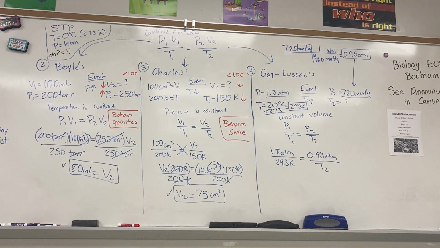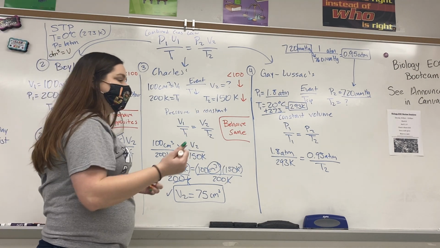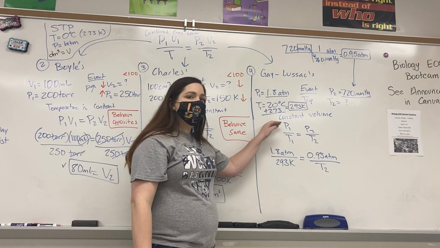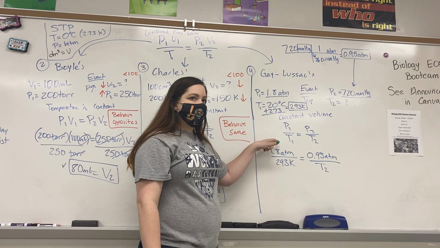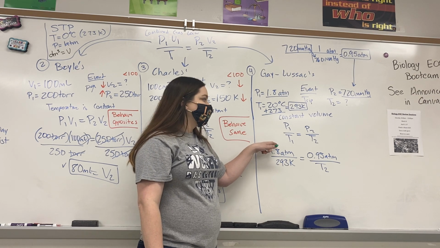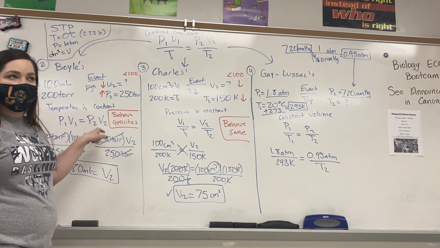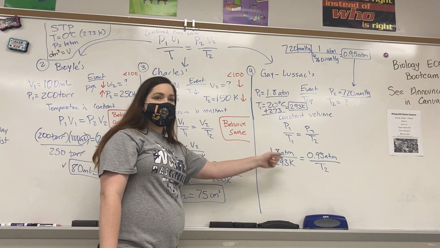So before I do that, I want to make sure that my answer is going to make sense. So I need to look at the behavior. What is the behavior for Gay-Lussac's law? If I have something over something, they are inversely proportional. No, they're directly proportional. This one is inversely proportional. That's why it's opposite, because it's inversely proportional. These two are both directly proportional.